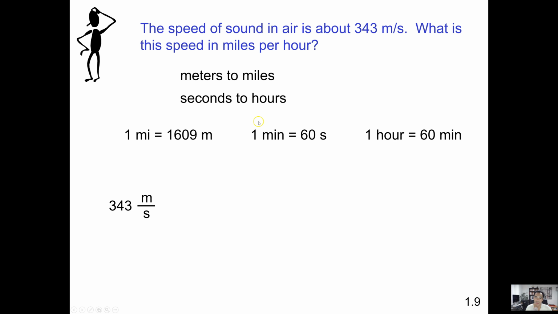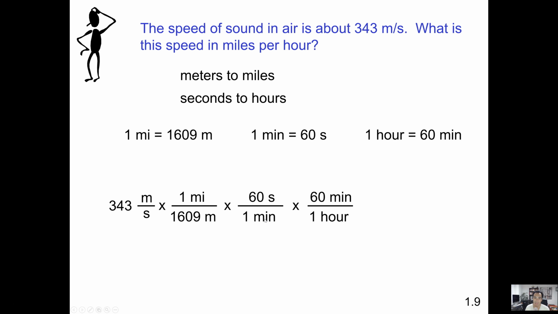So we're going to use 343 meters per second. We're going to arrange it as a fraction. We're going to multiply that by 1 mile over 1609 meters to get the miles. We're going to cancel the meters out. And then we're going to end up with the other part, which is going to be the actual time. So 60 seconds to 1 minute to an hour. So we cancel out the seconds and the minutes, and you end up with miles per hour.